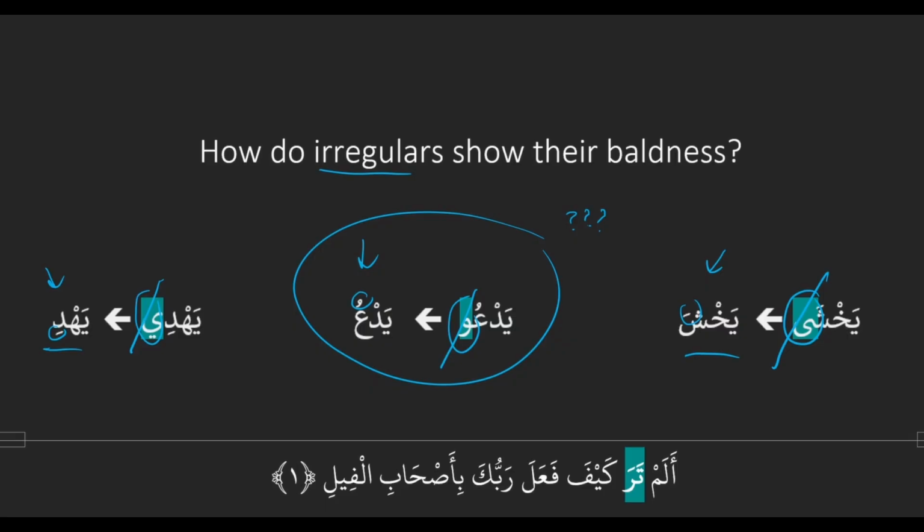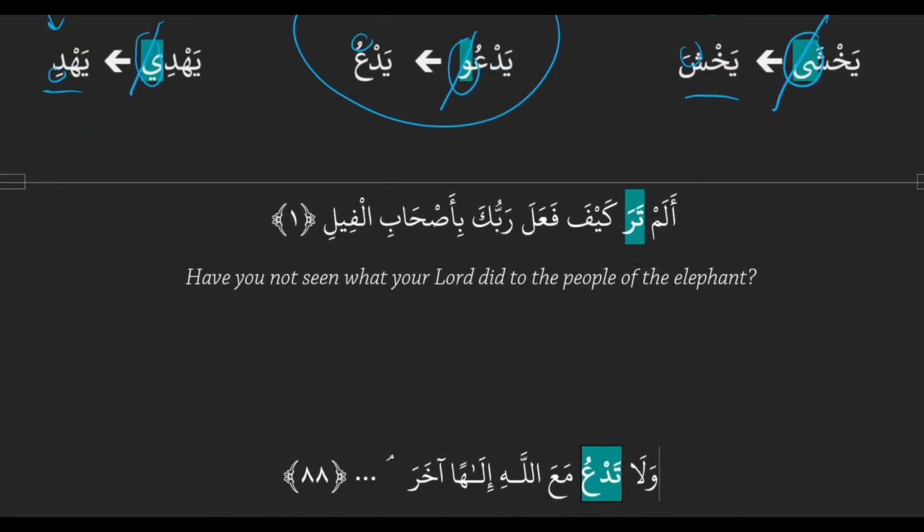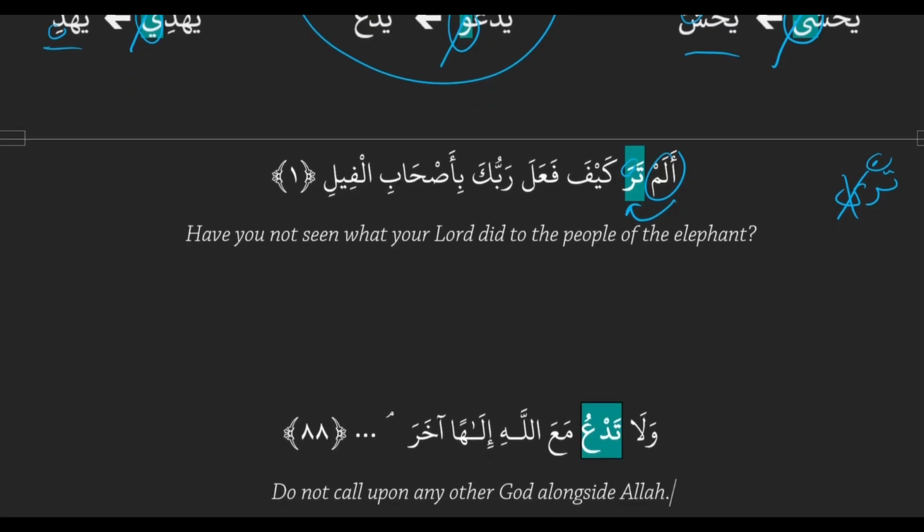Let's look at some examples, and you'll see how we always have context to tell us. For example, alam tara. You see it ending in a, which tells you that it was originally tara, and then the a dropping shows you that it's jazm. What's the reason for jazm here? The jazm word. We have a jazm word before it, so we know that the word after it has to be jazm.